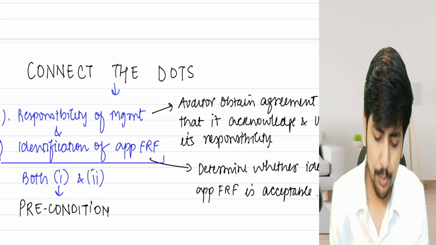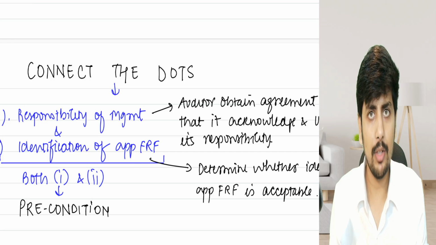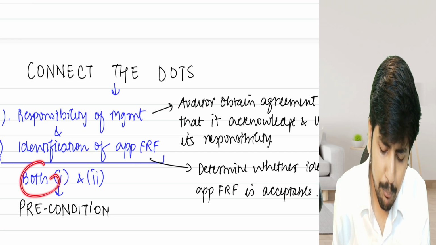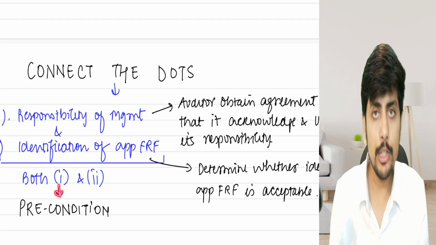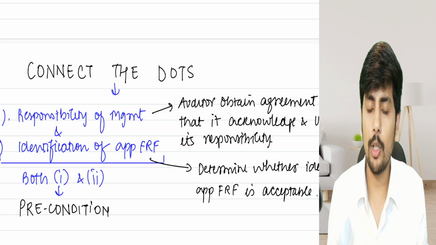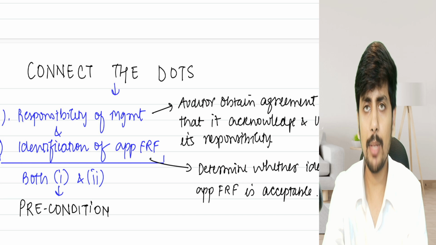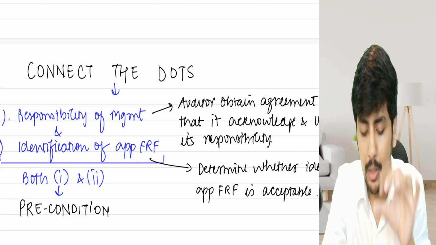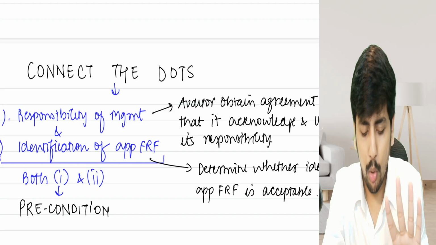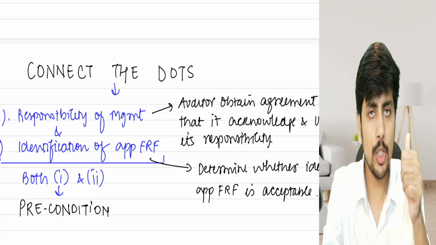Try to understand. Responsibility of the management and identification of applicable FRF. When we combine both, we use the term preconditions of the audit. So what are the preconditions of the audit? Responsibility of the management and identification of applicable FRF. Focus: we will be using the appropriate language, but first let's keep it very raw. You studied 2 points, responsibility of the management and identification of applicable FRF.